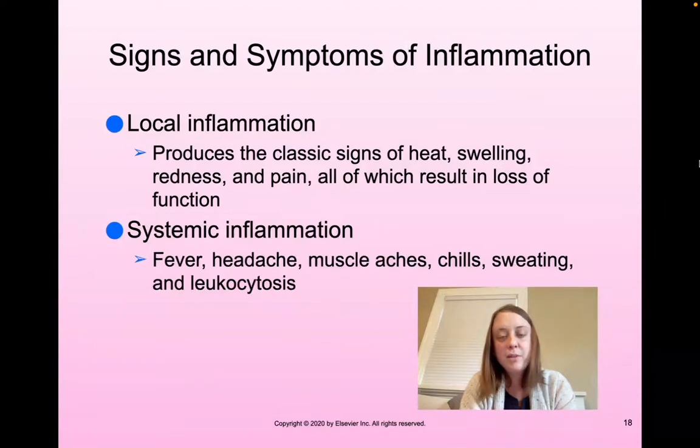But then, if we have inflammation that is spreading systemically, it's going to present a little bit differently. There's going to be fever often, there might be headache, muscle aches, chills, sweating, and leukocytosis. So, those are the types of things you think about with, for example, infection. If you're feeling sick, that's the symptoms of systemic inflammation.